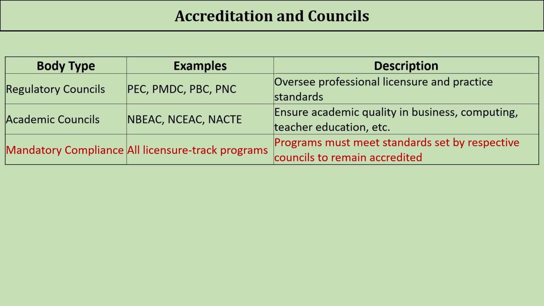Accreditation is a crucial quality assurance tool within UGEP. Programs that lead to professional careers like law, medicine, or engineering must meet the standards of their respective regulatory councils to ensure graduates are legally eligible to practice. Academic councils, such as those overseeing computing, teacher education, and business, focus more on quality and rigor of instruction. Non-compliance can lead to the de-recognition of a degree, putting students' futures at risk. Therefore, institutions must ensure their programs align with the standards of these external bodies.